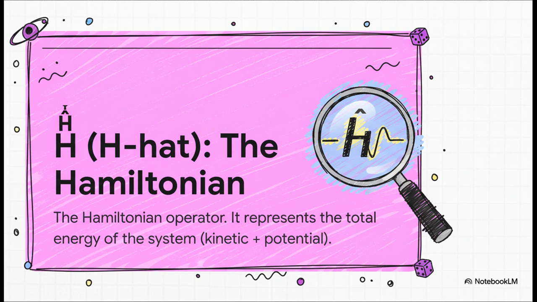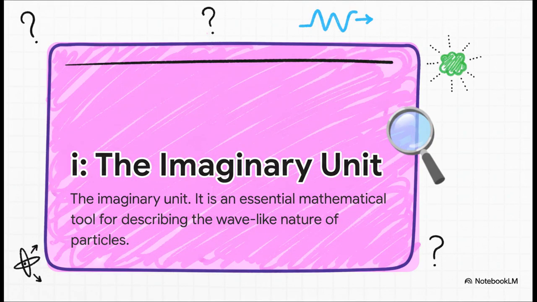Now, you probably remember i from math class as the square root of -1, right? The imaginary number. Well, in this equation, it's not just some weird mathematical curiosity, it is absolutely critical. It's the key piece of the puzzle that lets the equation describe things that act like waves, which it turns out is exactly how particles behave at the quantum level.